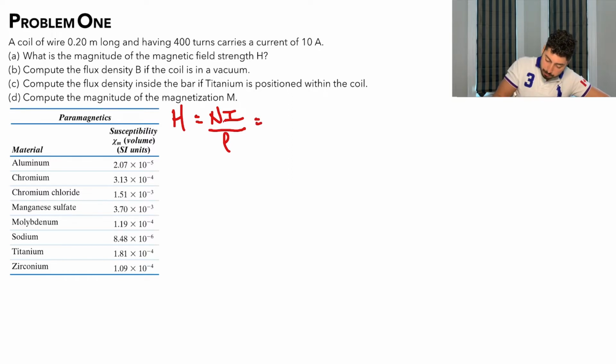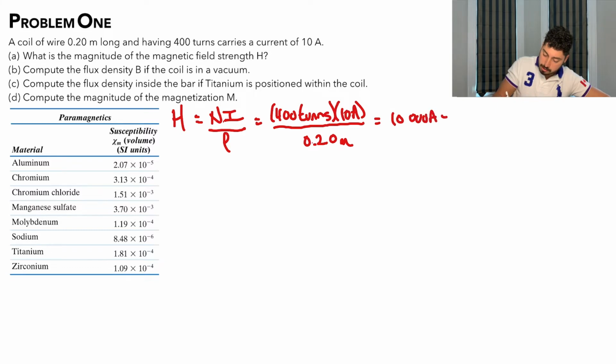So we can say that 400 turns multiplied by 10 amps divided by the length of 0.2 meters is going to yield us a value of 10,000 amp turns per meter. And that's the value of our magnetic field strength.